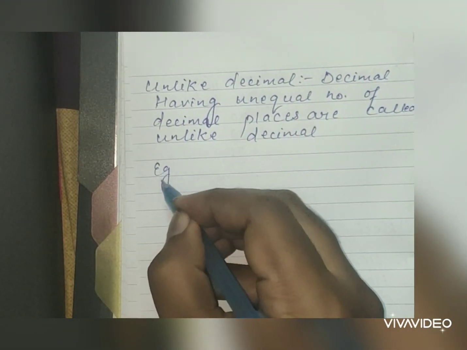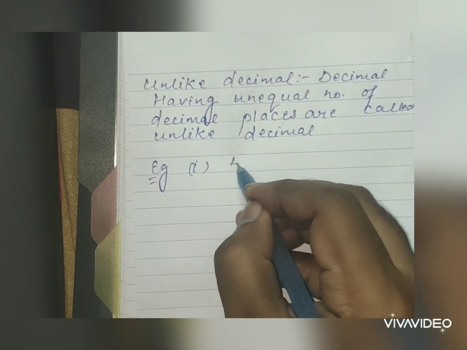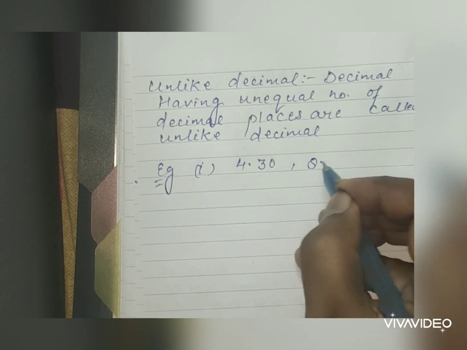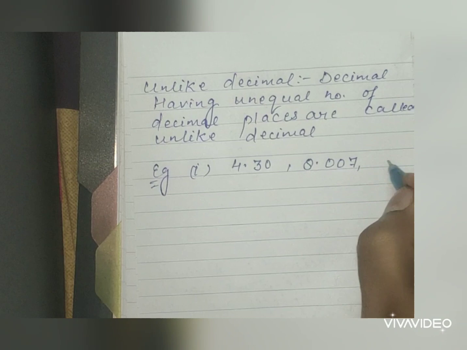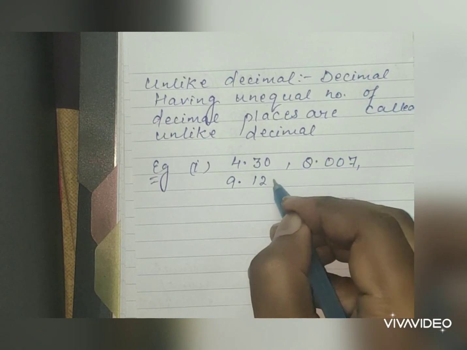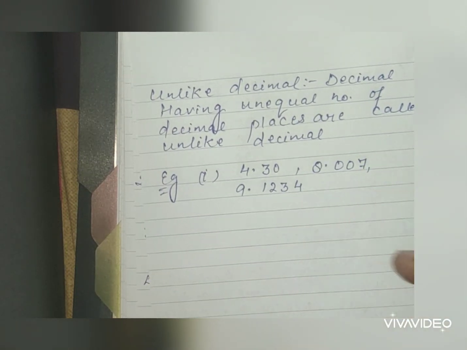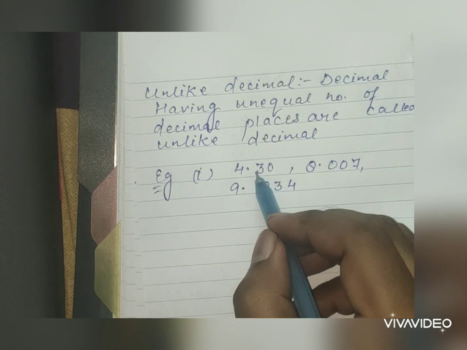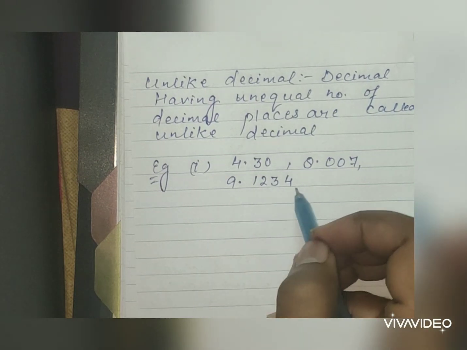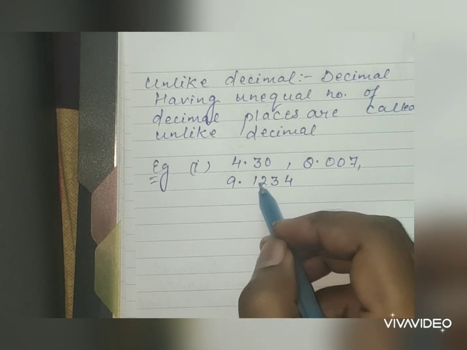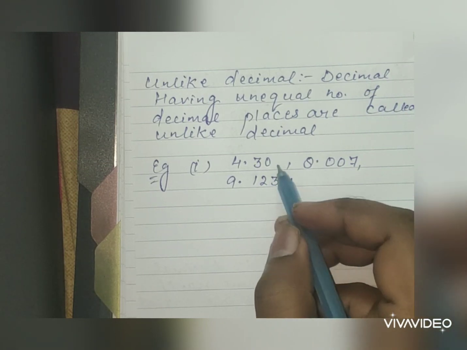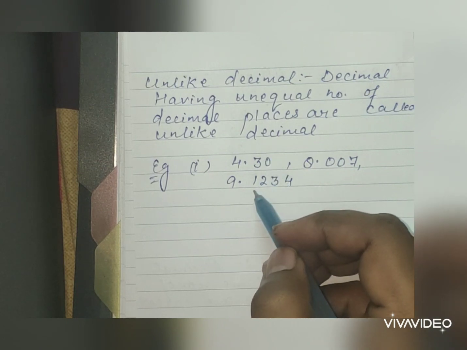Example, 4.30 is given, then 8.007 is given, then 9.1234 is given. So over here you are seeing that after decimal there are two digits. Here you are seeing 3 digits, and here you are seeing 4 digits. So there are different digits that are after the decimal you are seeing. So this is the unlike decimal. Understood?